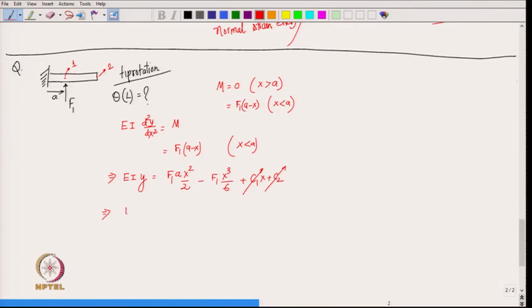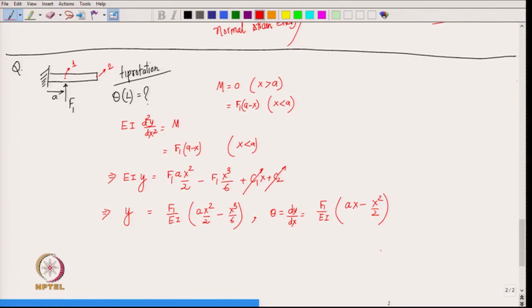So, that means your deflection y is equal to F 1 by E I into (a x square by 2 minus x cube by 6), okay. And the rotation, since it is an Euler-Bernoulli theory, rotation is same as dy by dx. So, theta is equal to dy by dx, which is equal to F 1 by E I into (a x minus x square by 2).